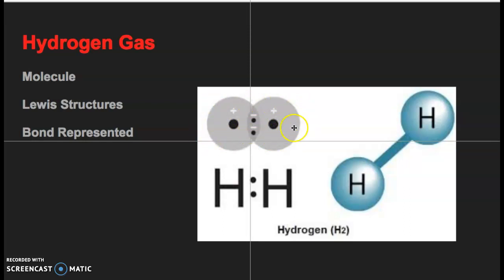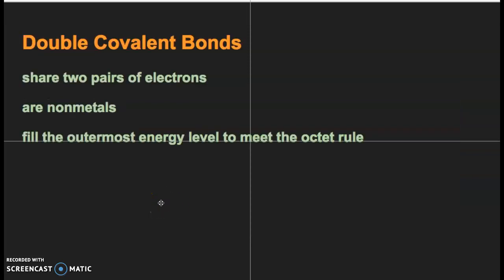There are no unpaired electrons, so therefore you just have the Lewis dot structure, the two hydrogens. You have the two electrons shown there. But then the more scientific way to represent it is just one line, which represents the two electrons for the two hydrogens. Second type is double covalent bond.